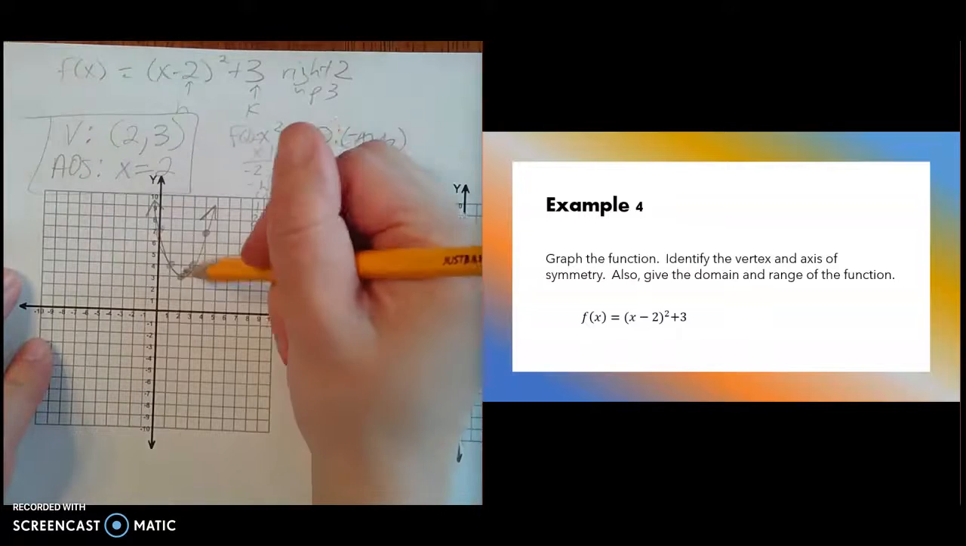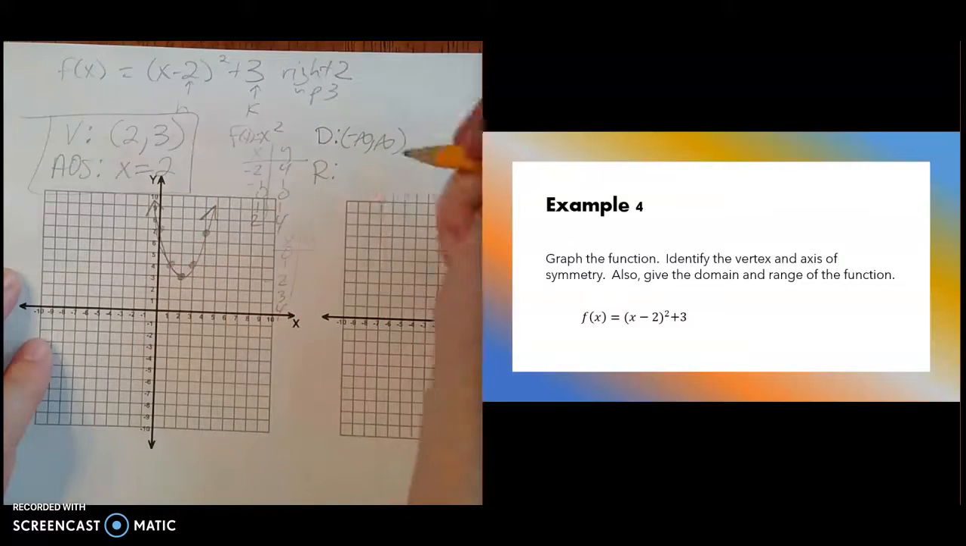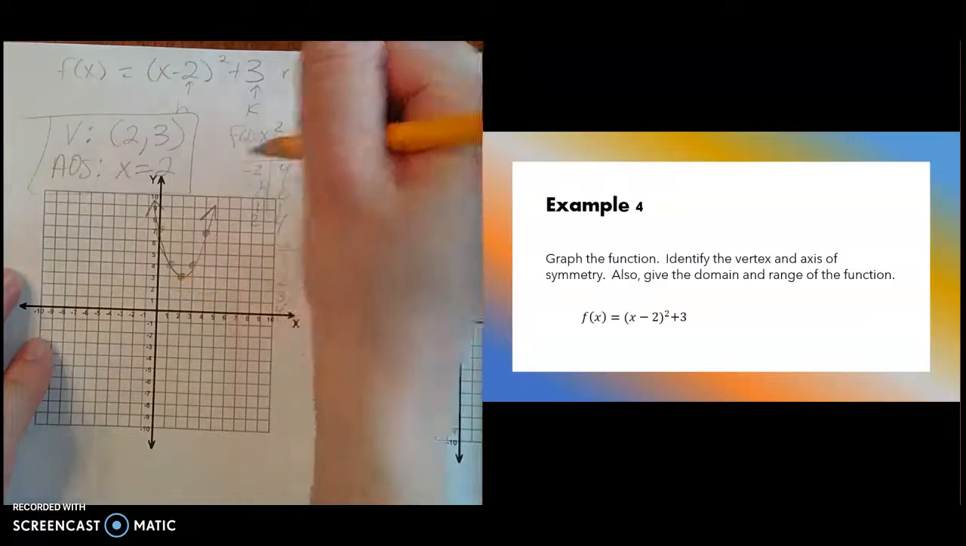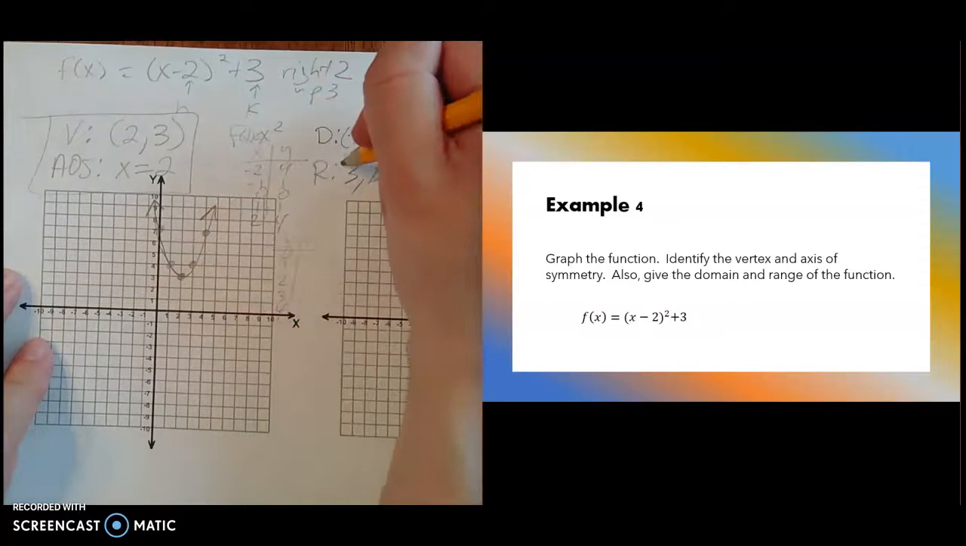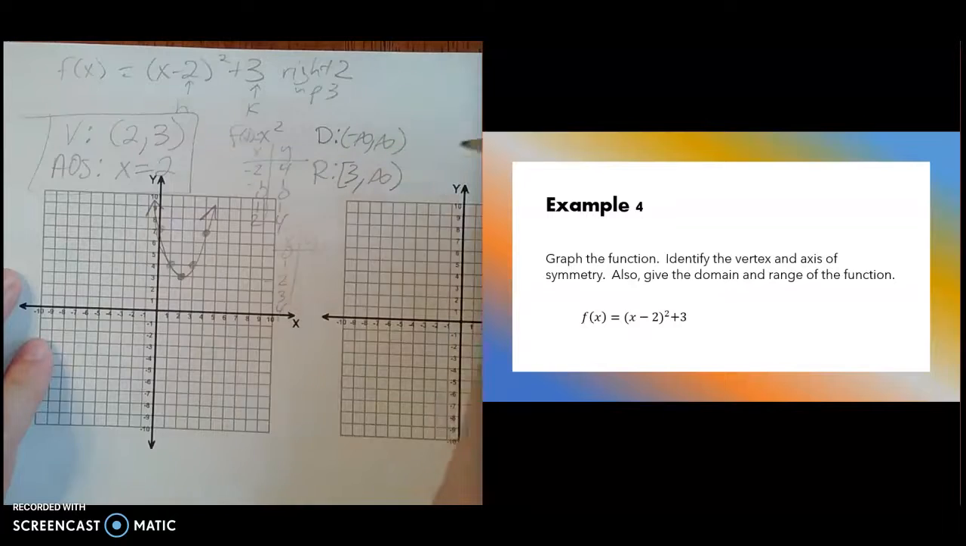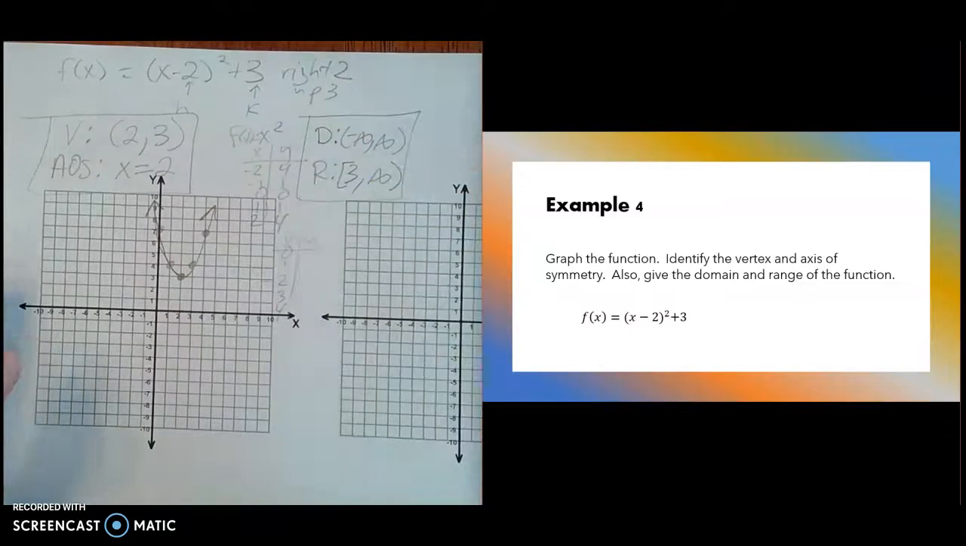For our range, we have a bottom value. Our least y value is 3. And then it keeps going up forever, which would be infinity. It includes the 3. There's a point there. So we'll have a bracket at 3. And we always use parentheses with infinities because you can never quite reach them.